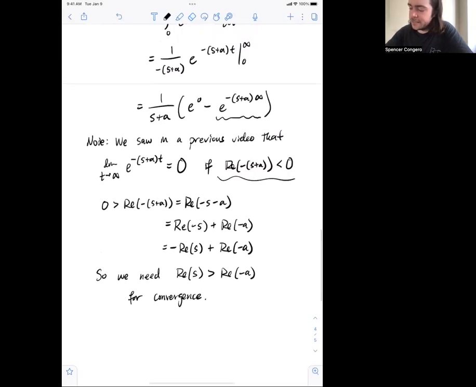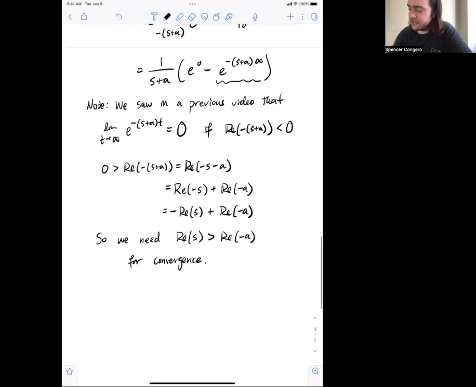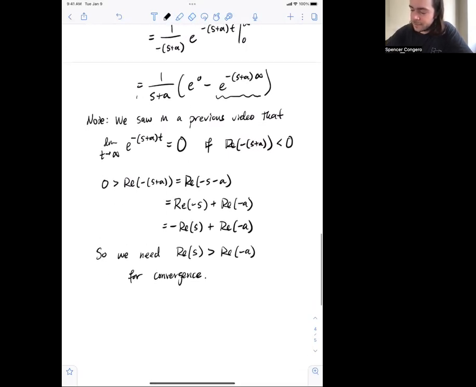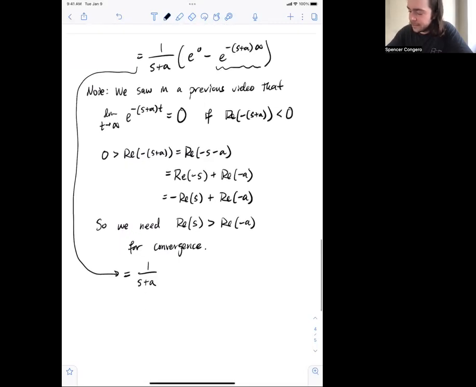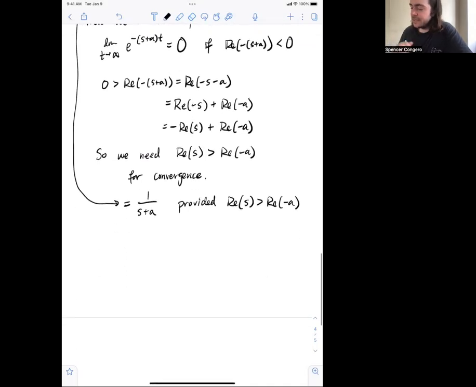Right? We needed this to be true to get this limit to be 0, so it converged. And we just manipulated that expression and said, okay, we need the real part of s to be greater than the real part of negative a for convergence. Okay, and what happens when we get that? Well, then this would go to 0. That's what we were just talking about. This is 1. And so I end up just with 1 over s plus a. And that is provided what we just found: the real part of s is greater than the real part of negative a. Okay, so that's what we need to get that expression.